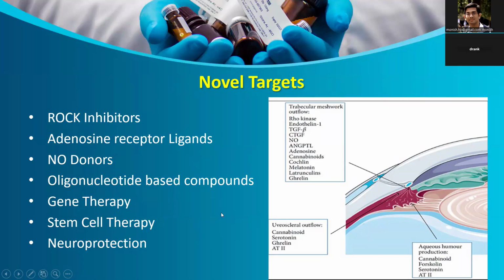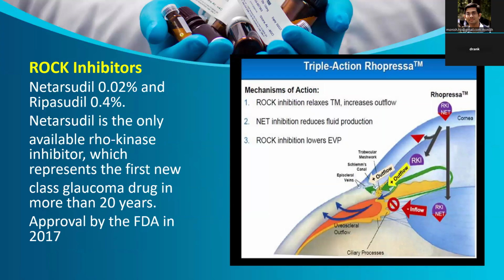Now coming to the Rho kinase inhibitors, a little brief about them. The 2 drugs which have been approved are netarsudil and ripasudil, the only available Rho kinase inhibitors. Netarsudil got approval by the FDA in 2017, after 20 years of waiting for any new glaucoma drug; this is the first drug which has been approved. They have multiple mechanisms. They increase the outflow from the trabecular meshwork, they inhibit fluid production also, and they also lower the episcleral venous pressure. Because of these multiple mechanisms, their new use has come up.